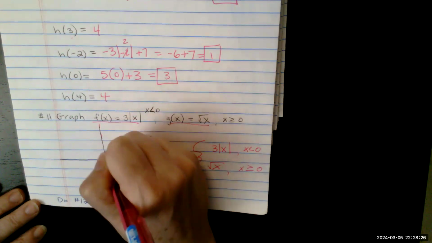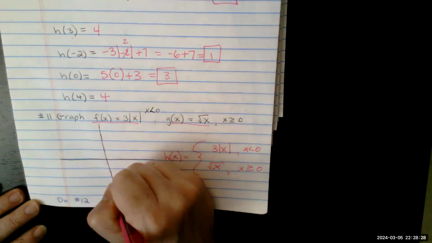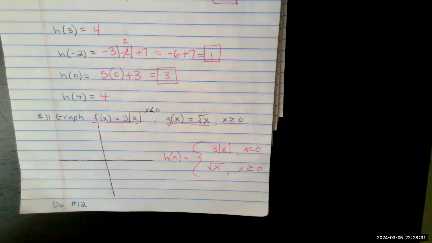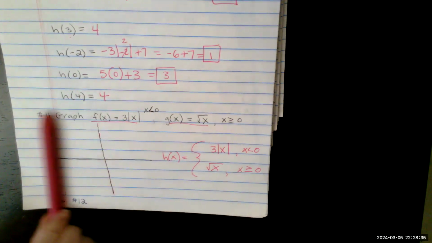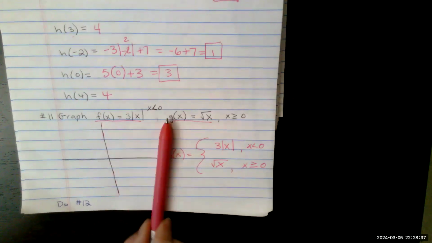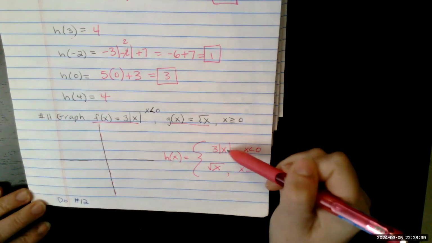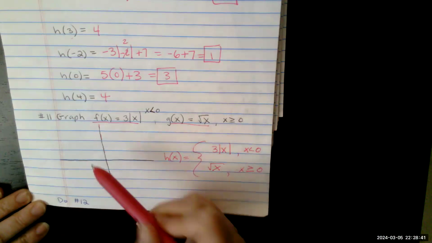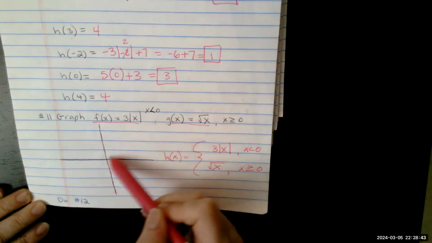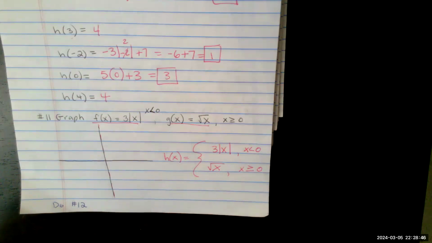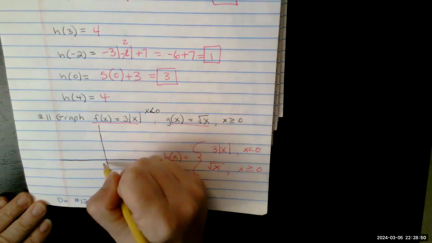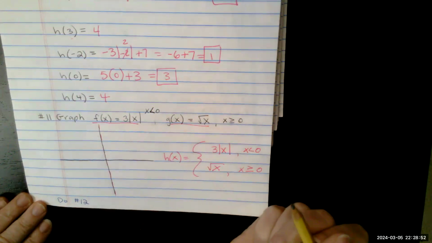So I'm going to maybe just mark that with a dotted line, because dotted lines on graphs really mean nothing's here, but it's just for me to see that I'm going to be doing one thing over here and a different thing over here. So what does 3 absolute value of x look like? Well, remember the absolute value graph was a V. I'm going to use pencil here. It's a V that normally starts at 0 and goes both ways, right?